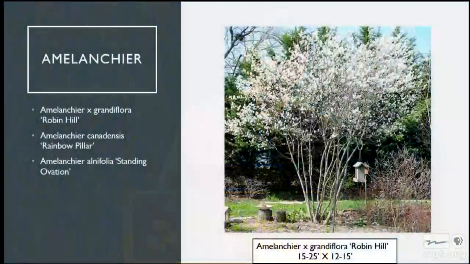So anyway, we'll get into some of the plants here. Like I said, the trees. We're going to start with Amelanchier, a great plant that grows really well here. There's a couple of varieties here: Grandiflora, Robin Hill, the Rainbow Pillar is another one, and Ovation. They're all going to be a little bit narrower than the species. The biggest thing with Amelanchier is that if you've never eaten an Amelanchier, you've got to go do that this spring. It's one of the first things to bloom.